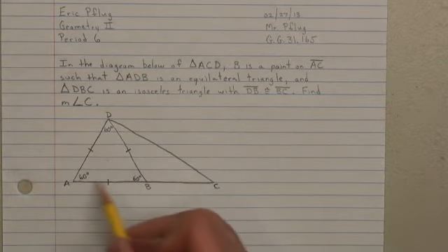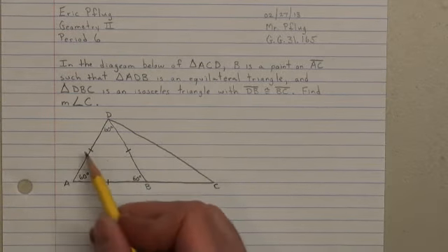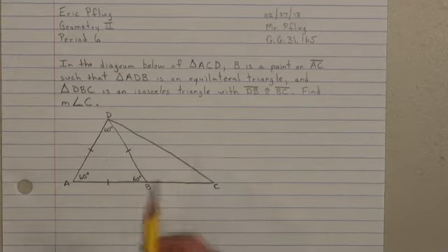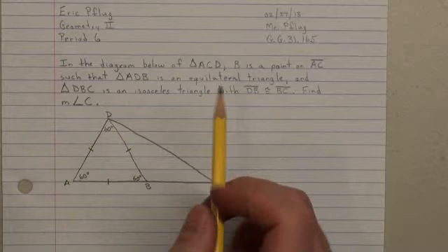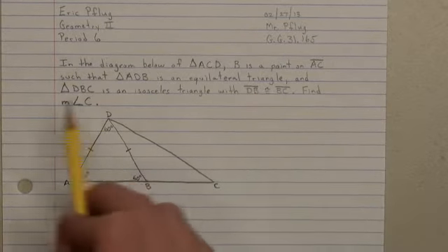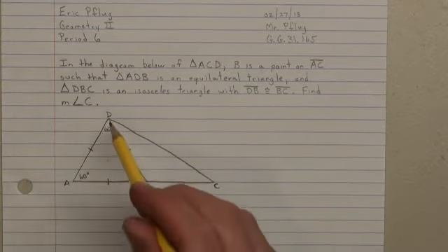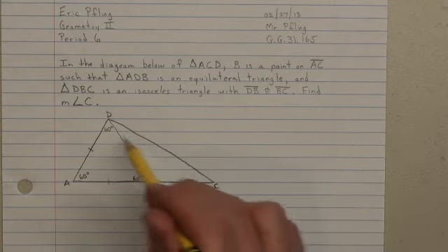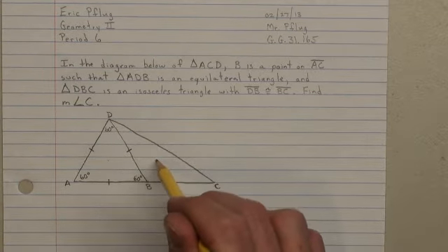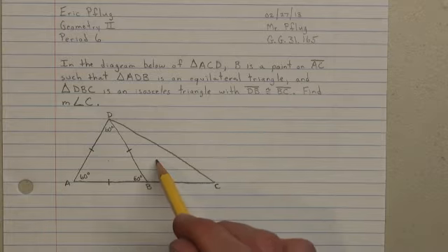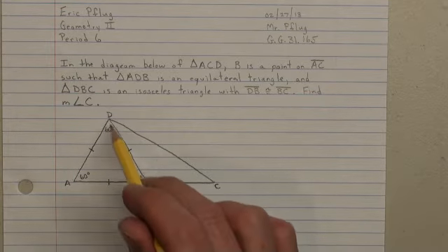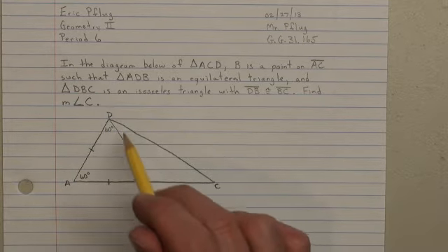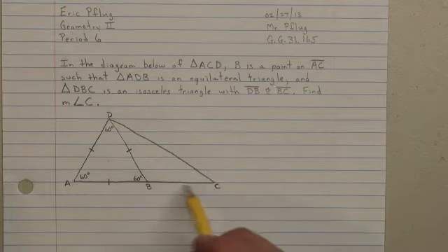The angles are all equal at 60 degrees, and the sides are all equal. Now we don't know what the sides are yet, but this is what we have so far. Now it says triangle DBC, that's this one on the right here, is an isosceles triangle, with DB, that's this side right here, being congruent to BC.